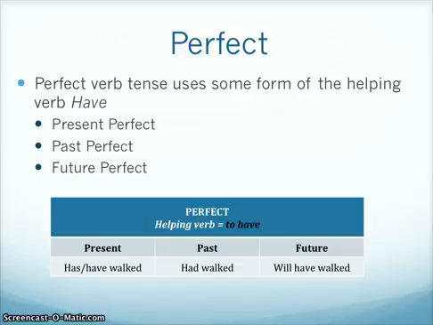And on our table here, the category, we're going to call this the perfect category. We have to look for the helping verb have somehow, some way. And so for present perfect tense, you'll either use has if the subject is singular or have if the subject is plural, walked. Past perfect would be had walked. Future perfect will be will, that would tell us future tense, have walked.